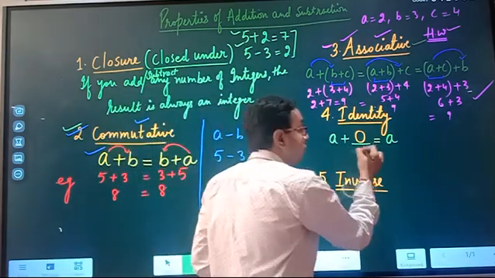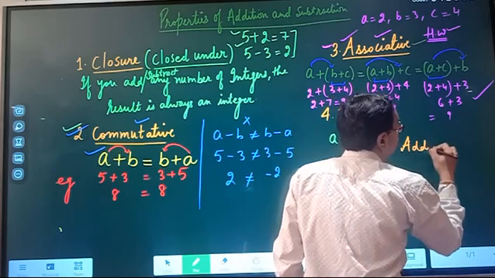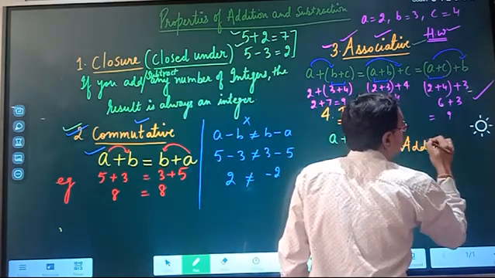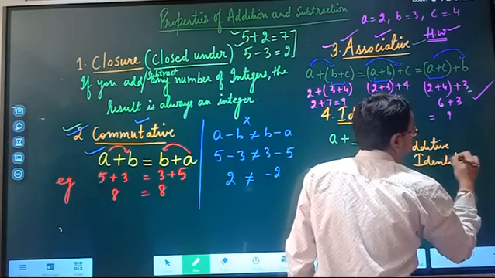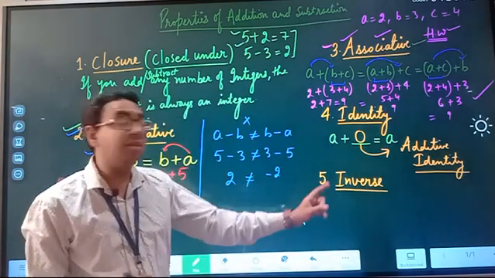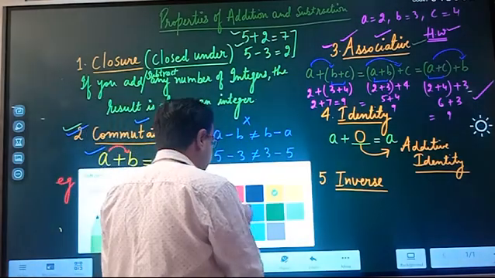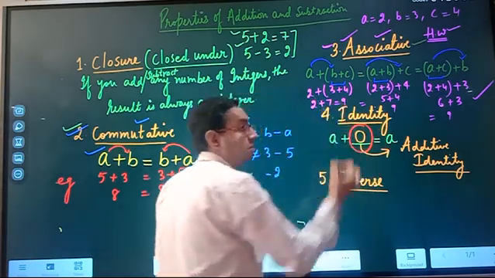So what is 0 called? 0 is called the additive identity. So what is the additive identity of any integer? The answer is 0. 0 is the answer.